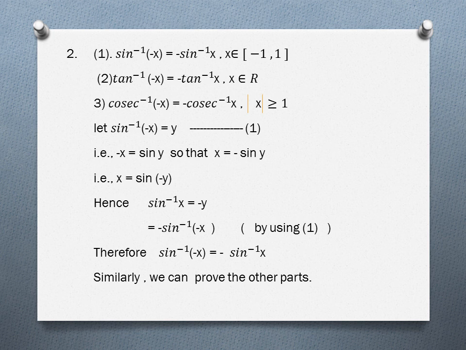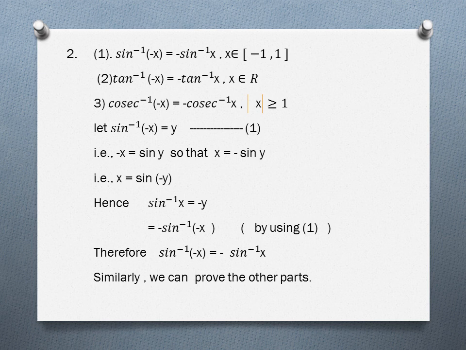Second property: sin inverse of minus x is equal to minus sin inverse of x, where x belongs to the closed interval minus 1 comma 1. Second, tan inverse of minus x is equal to minus tan inverse of x, where x belongs to real numbers. Third one, cosecant inverse of minus x is equal to minus cosecant inverse of x, where modulus of x is greater than or equal to 1.